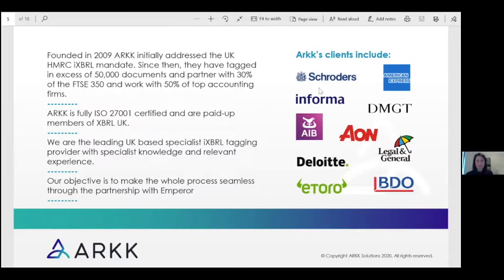And the objective of all of this, as Amanda said, is to try and make the process of adding this ESEF requirement into your year-end timetable as stress-free as possible. So to create a partnership with Emperor and yourselves to make that as smooth as possible.